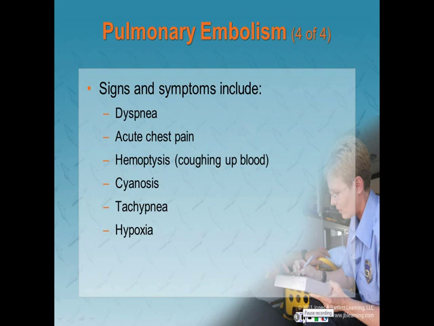Signs and symptoms of a pulmonary embolus include the following: dyspnea, also known as difficulty breathing, acute onset of chest pain on the side of the clot, hemoptysis, which is coughing up blood, cyanosis, or bluish tinge to the skin, tachypnea, rapid breathing. Some varying degrees of hypoxia may also occur. If the embolism is large enough, there may be complete obstruction of the output of blood from the right side of the heart, and this can result in sudden death.